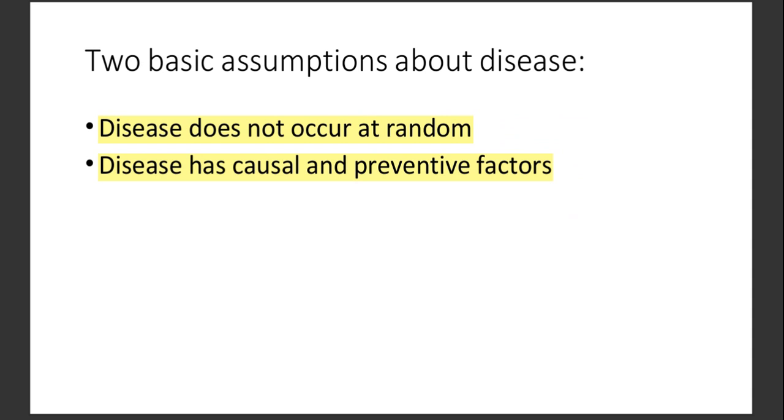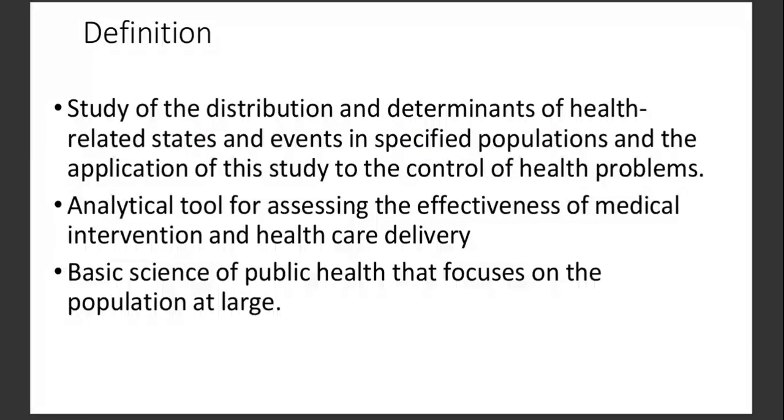Another thing is that disease has a causal and preventive factor. Though they seem to be the same, please take note that there are two basic assumptions about disease. Disease does not occur at random, and disease has causal and preventive factors. So, since disease doesn't occur at random, it means that there's something causing it, isn't it? Because you know what is causing it, it means that you can prevent it. So, those causal factors are also going to help you understand how you can prevent such a disease.